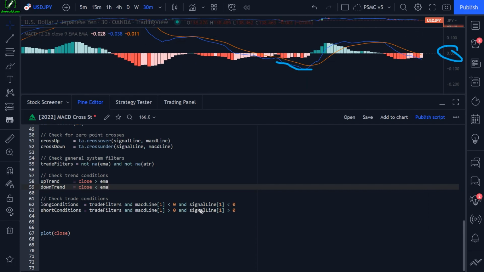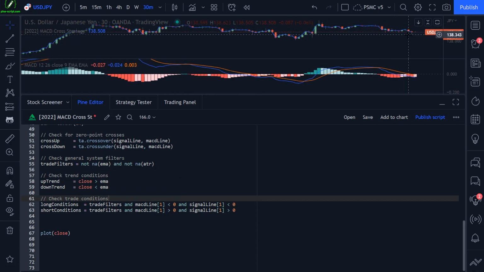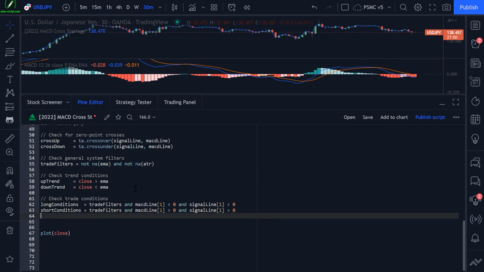And the signal line, now this is on the previous bar. So on every bar that we run our script on, it's checking to make sure that the MACD line on the previous bar was below 0 and the signal line was also below 0. So our red or orange and our blue lines must both be below 0 in order for our long and short conditions to be met, and also our indicator values cannot be NA.